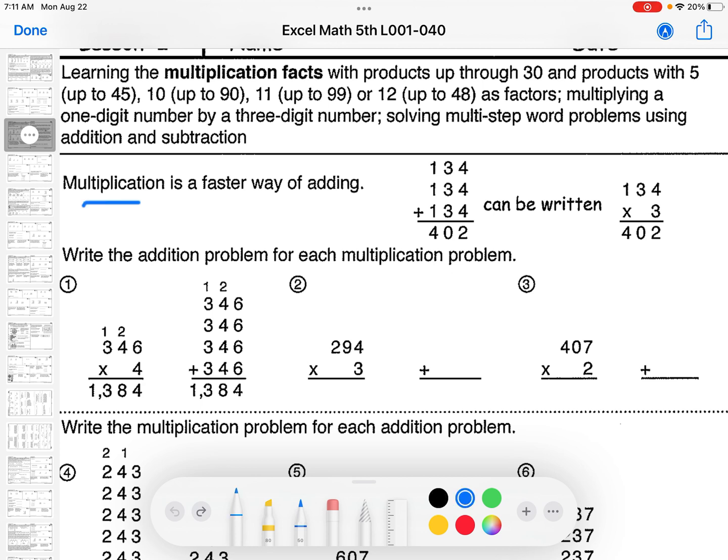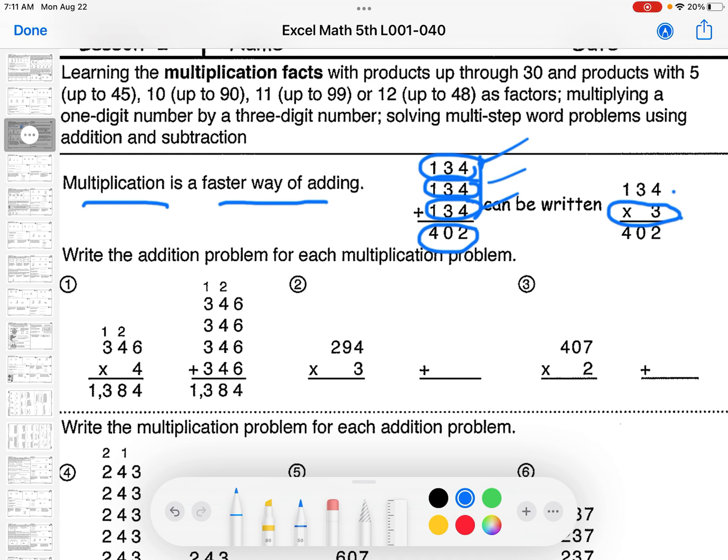Okay, so multiplication is a faster way of adding. 134 plus 134 plus 134 is 402. But instead of adding all those numbers, what if I have like 10 of them that I got to add together, or 20 or 30 of them, or 46 of them? I don't want to write that number that many times. I am going to write times that many times, times 3. 134 times 3 is what I'm doing for multiplication.